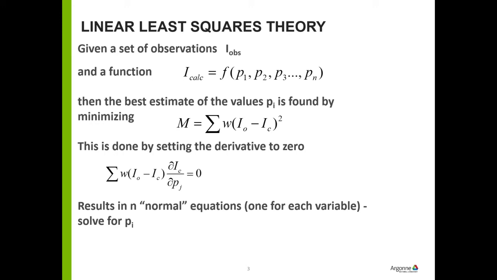But basically, if you have a set of observations and some sort of function that fits it, this is for linear least squares, like fitting straight lines through collections of points, then the best estimate of the values is found by minimizing this function, which is the weighted differences squared. To do that, you have to take the derivatives of this function with respect to each of the parameters, and you set the derivatives to 0, because that's where the minimum difference between the observed and calculated data would be. And then you solve this expression for each of the parameters that are used to describe the model.